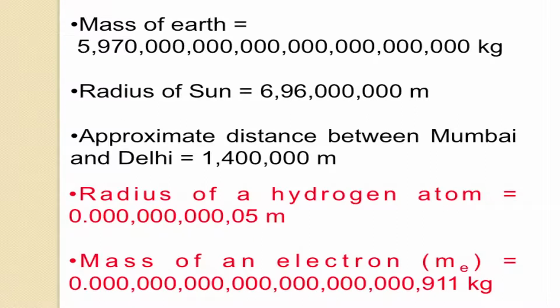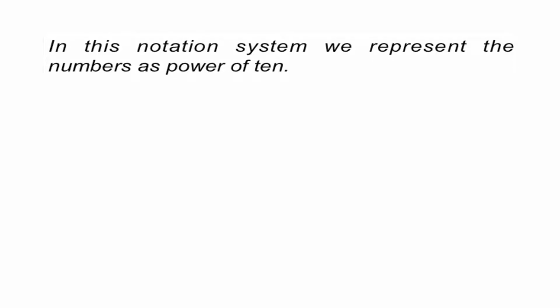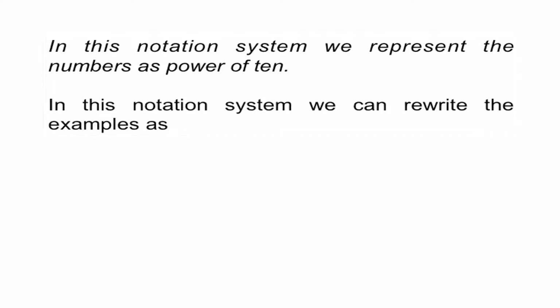It is really very difficult to express either a very huge quantity or a very small quantity easily in normal day-to-day language. You can see from the examples that when the physical quantity being measured is either too large or too small as compared to the standard unit, then the value of the physical quantity is quite inconvenient to express. The numbers given above can be simplified by using what is called scientific notation of numbers. In this notation system, we represent numbers as powers of 10. In this notation system, we can rewrite those examples.